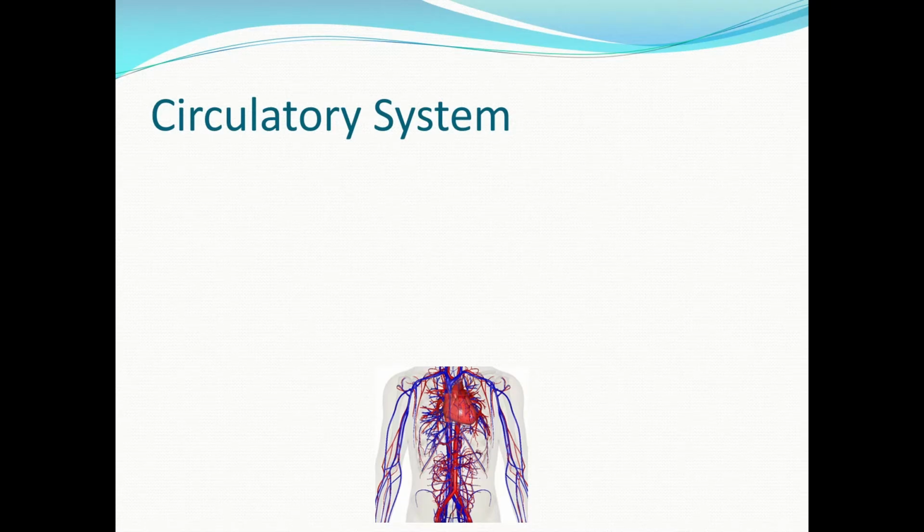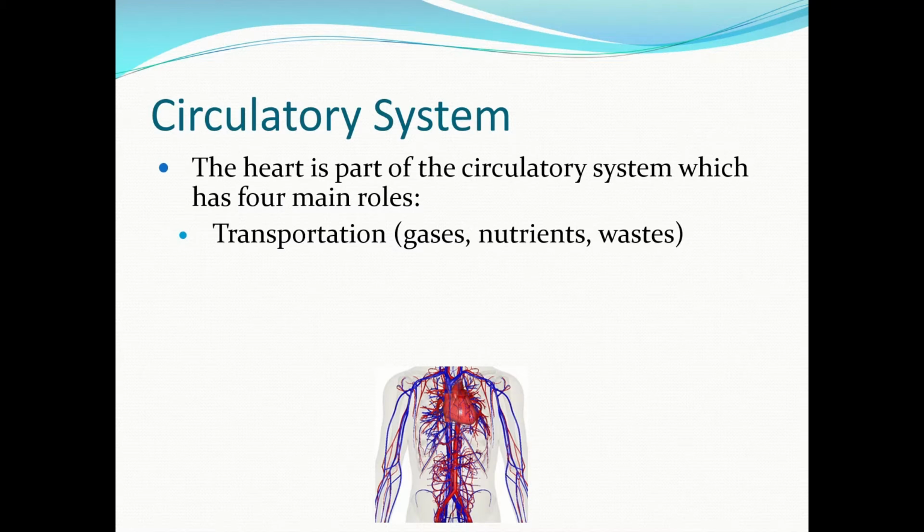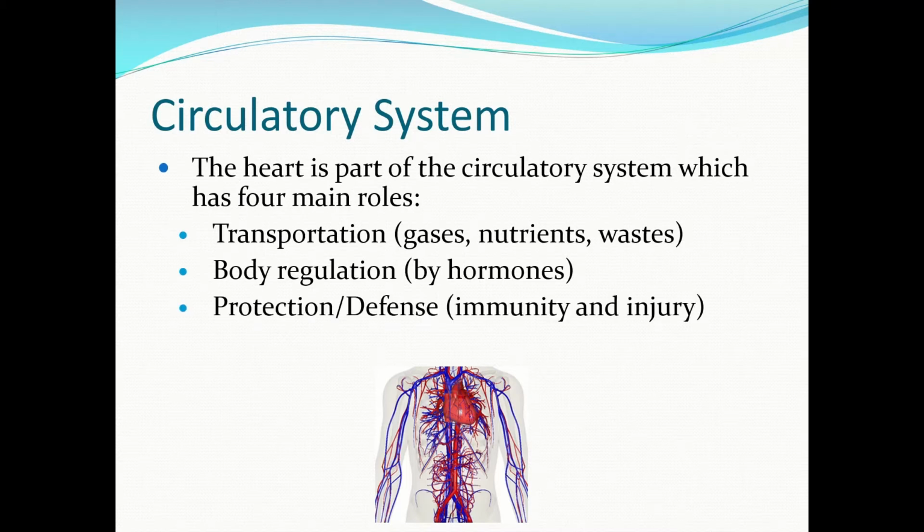So the circulatory system has 4 main roles. One role is to transport gases, nutrients, waste. Body regulation by hormones. So it lets your body know when fight or flight sort of responses need to happen. It lets you know, hey, your body's pregnant. You need to start doing things that a pregnant body needs to do. Hey, it's puberty. There should be hair where there wasn't hair before.